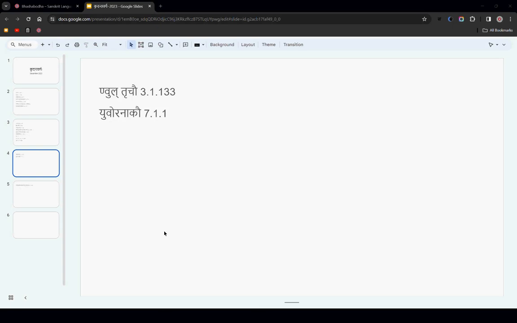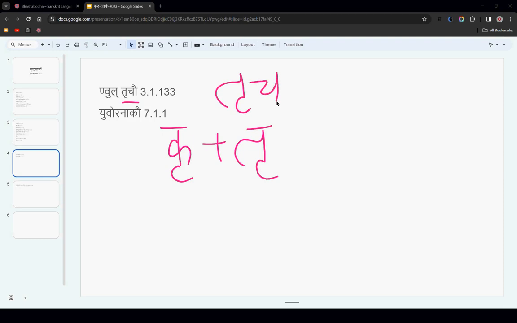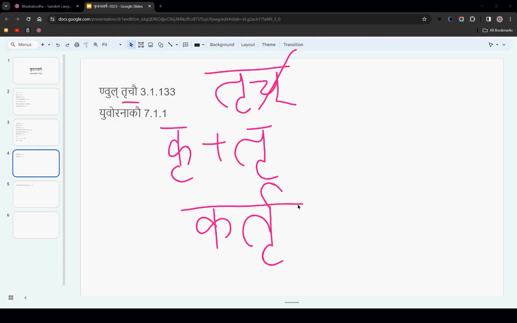So we have kru dhatu, kartru, right? Kru add trich. Trich is the pratyaya, chakara goes away, only tru remains. So kru plus tru, kartru. This is a pratipadikam, kartru. Because again, kru, there is a ka plus ru changes to ar, then it becomes kartru.